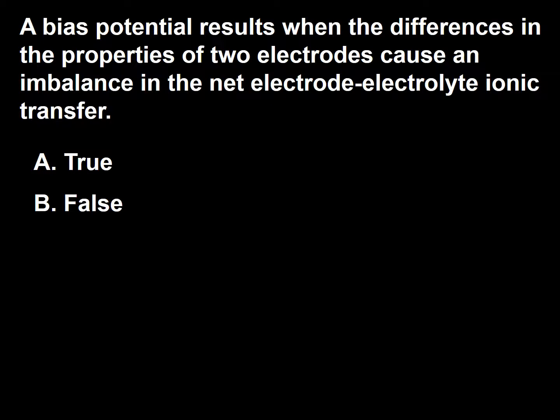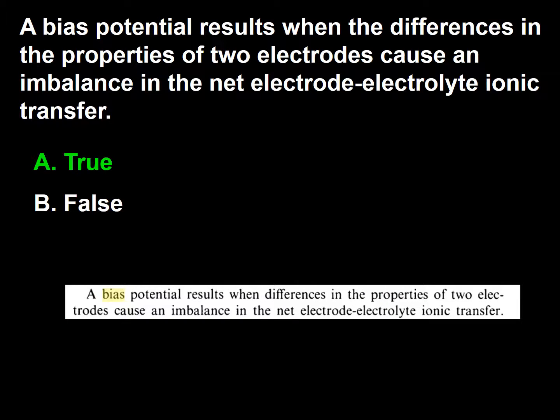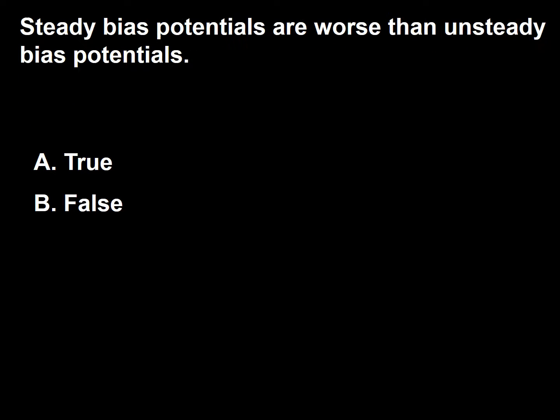Next question is, a bias potential results when the difference in the properties of two electrodes cause an imbalance in the net electrode-electrolyte ionic transfer. True or false? The answer is true. I hope you got this one right. The wording of this question is literally taken out of a book. I do not remember which, but I vaguely remember seeing a similar question in one of my old boards.